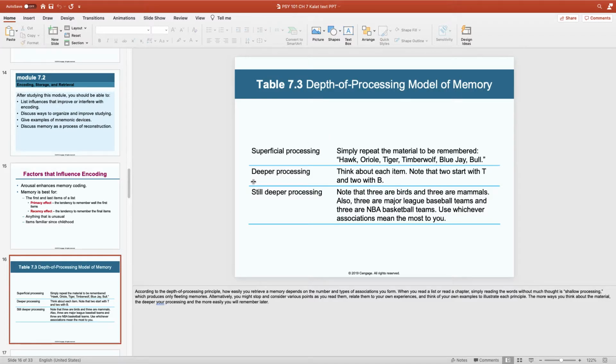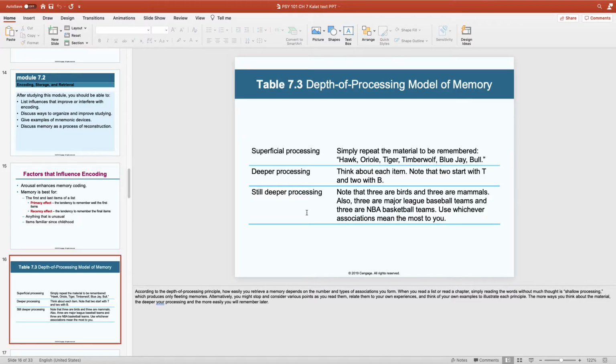A better way is deeper processing. Okay, deeper processing means we think about each of these items up here, the hawk, the oriole, the tiger, etc. And we try to do a little bit more of an analysis. So thinking further, well, two of these items start with a T, that's tiger and timberwolf, and two start with a B, that's blue jay and bull. All right. So we try to do something with the information in a deeper way in order to try to encode it so it stays longer in our memory.